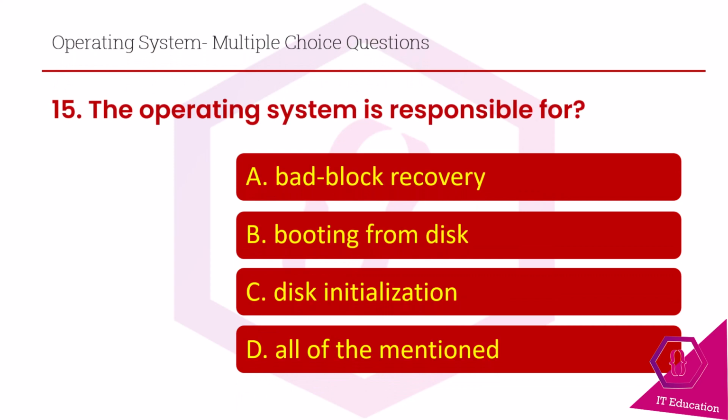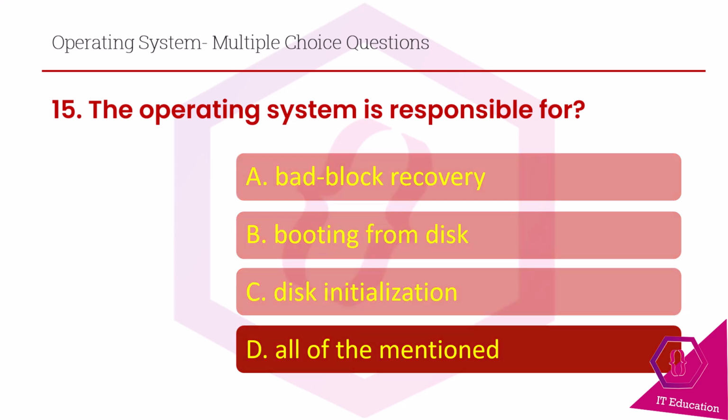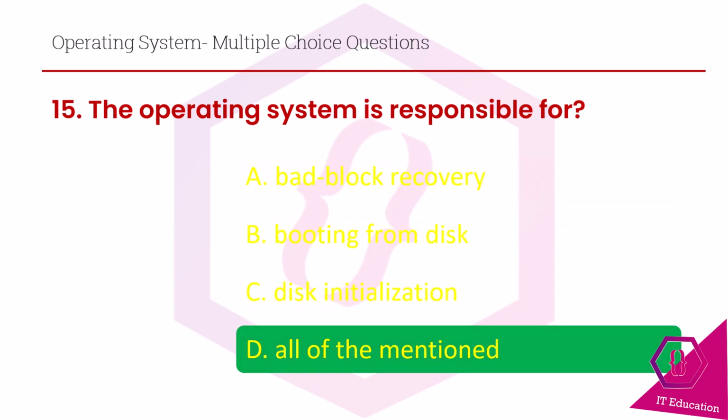The next question is the operating system is responsible for option A bad block recovery, option B booting from disks, option C disk initialization, option D, all of the mentioned. The responsibility of operating system is all of the mentioned. Means the right answer is option D.